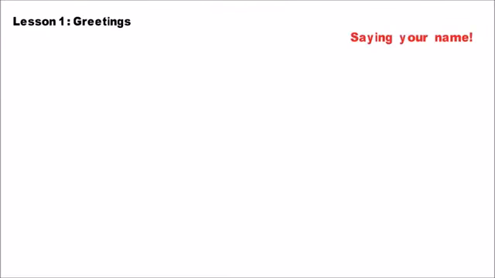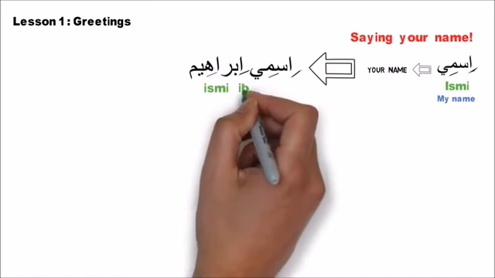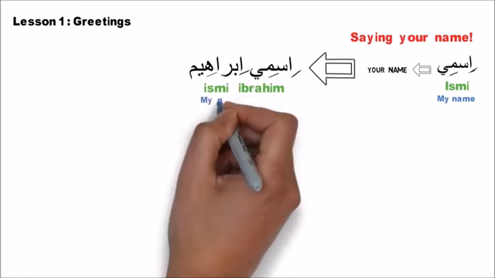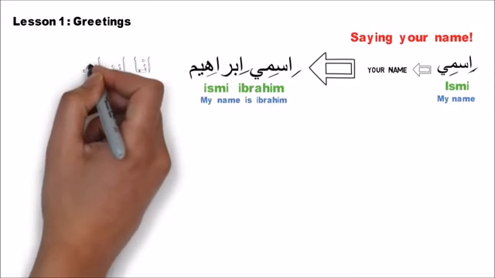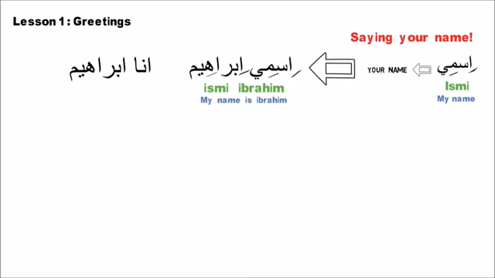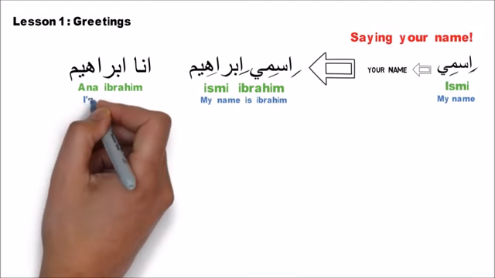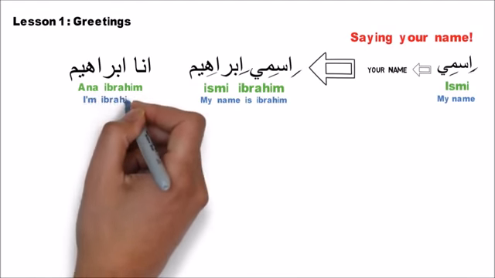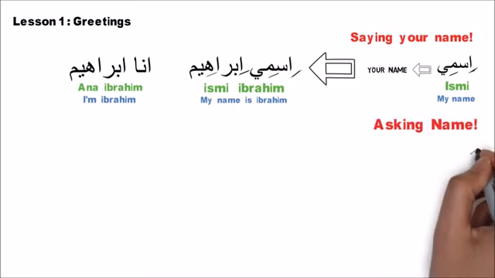Now, let's learn how to introduce yourself. To introduce yourself, you will say Ismi and your name. For example, Ismi Ibrahim. Ismi means my name is. Ibrahim is a male name in Arabic. Or you can say Ana Ibrahim. Ana means I am. Ibrahim is the name. Ana Ibrahim. I am Ibrahim.